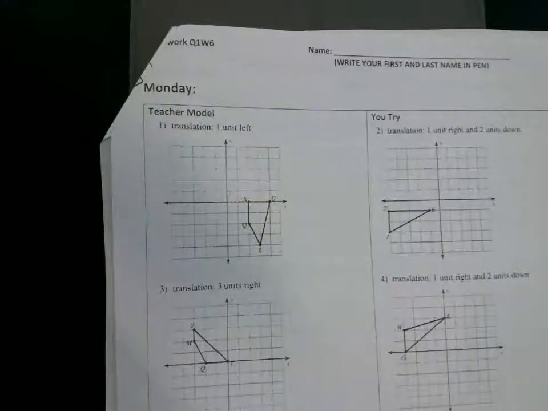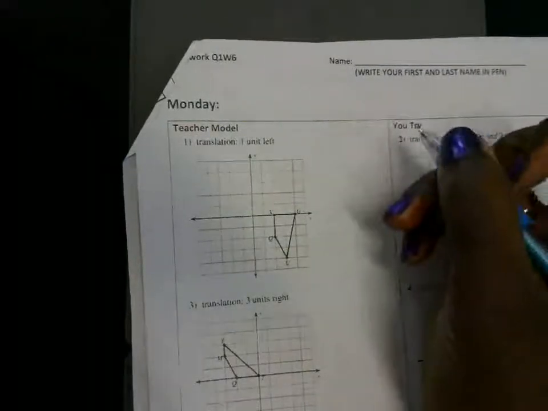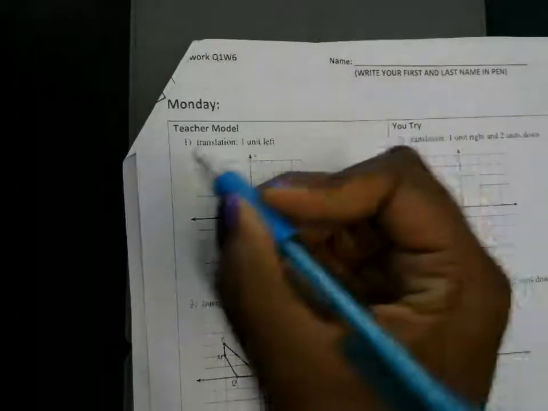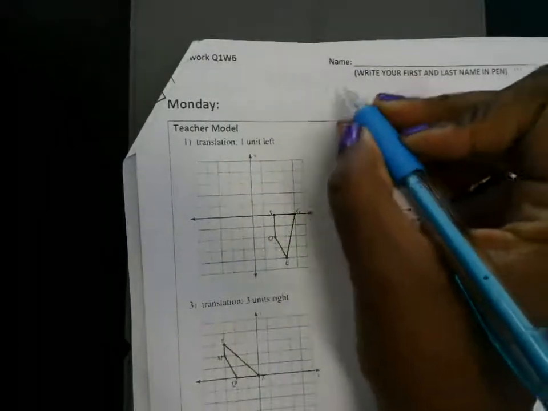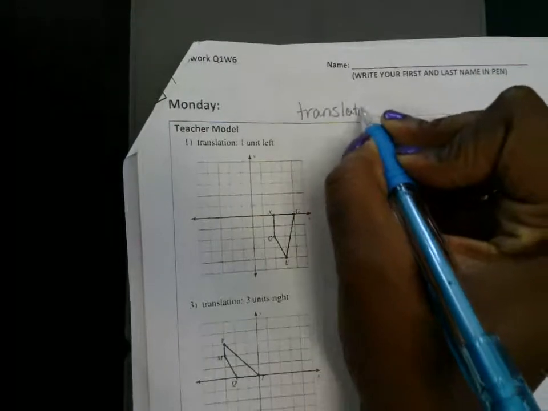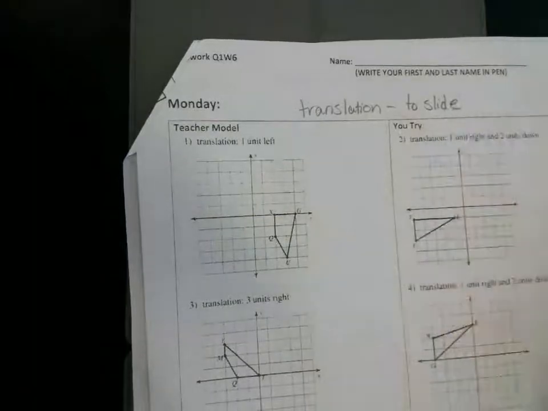All right, class. So today's homework help is on translation. Translation is a transformation, or how an object moves. It slides. So to translate an object on a coordinate plane is to slide it.